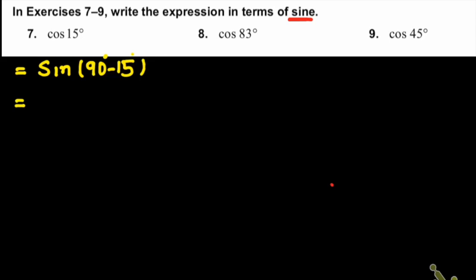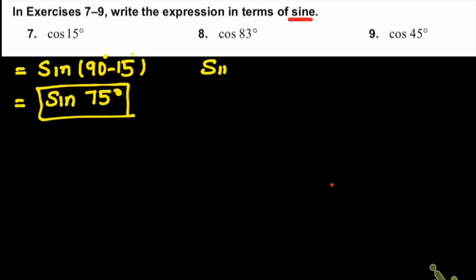I have to simplify it. I get sine of 75 degrees. That's my answer for this problem. Let's do the 8th. That's going to be sine of 90 minus 83. If it is cosine and you need to find sine, just subtract it, and our answer is going to be sine 7 degrees.